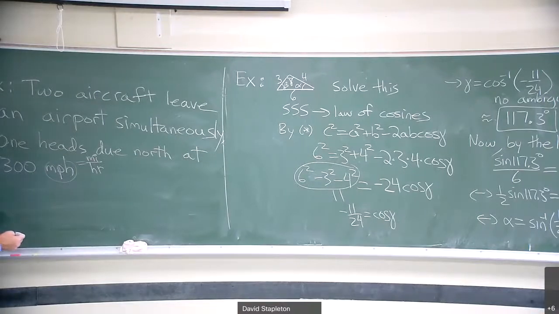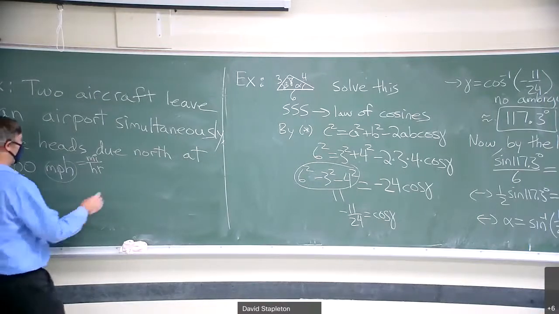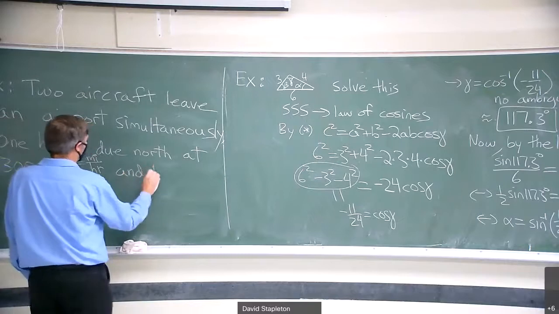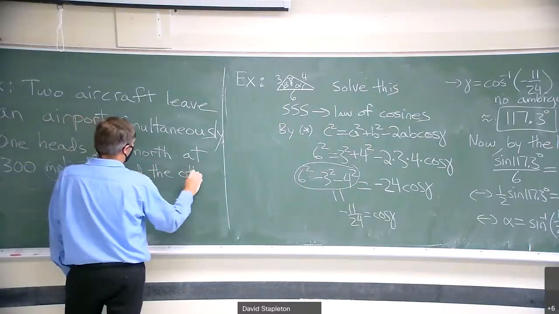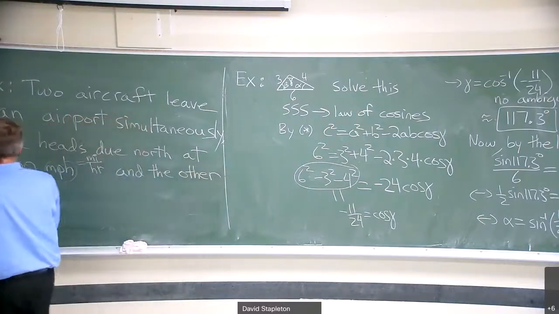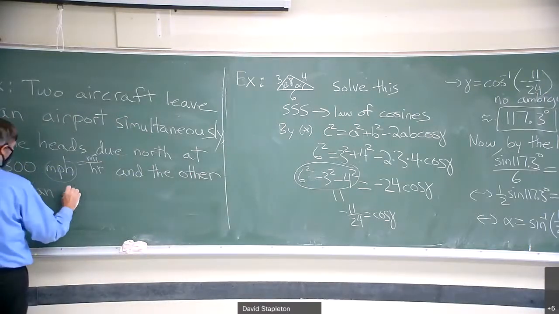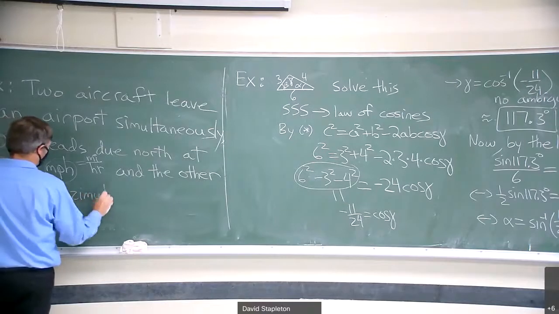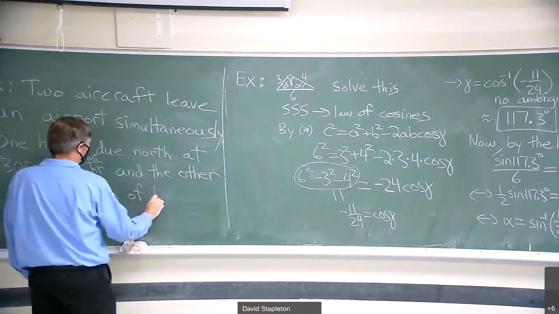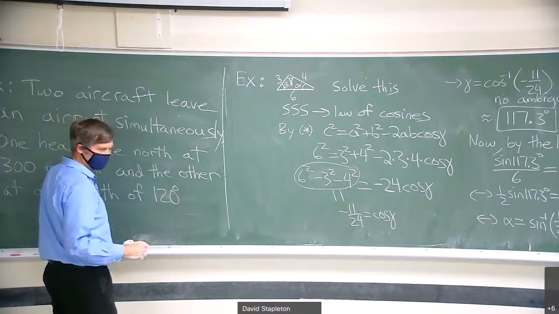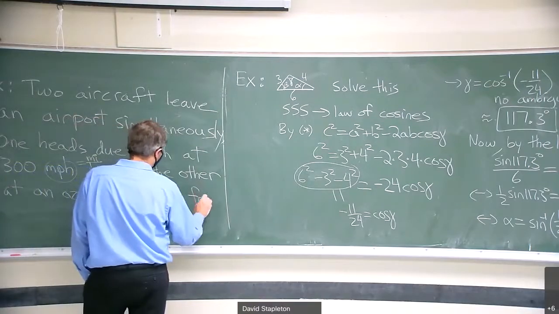So one heads north at 300 miles per hour, and the other at an azimuth or a bearing of 120 degrees from north. This is one of the practice problems I give you, by the way, for studying for the next exam.